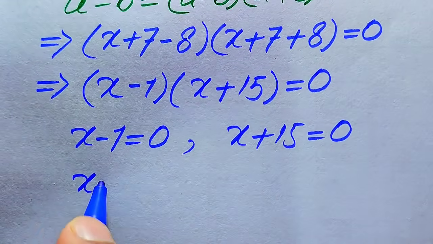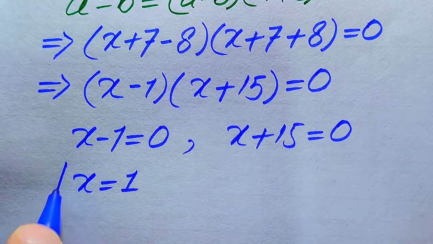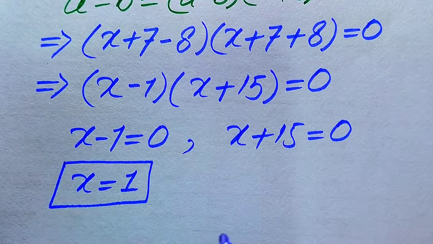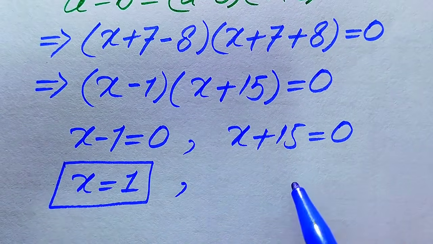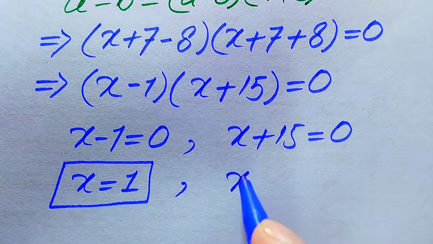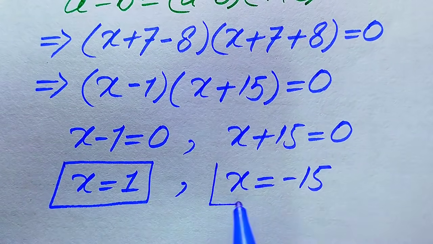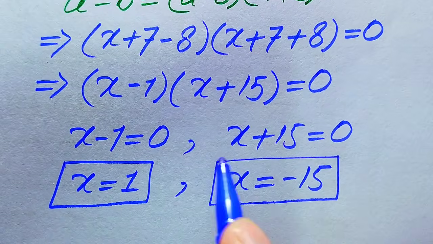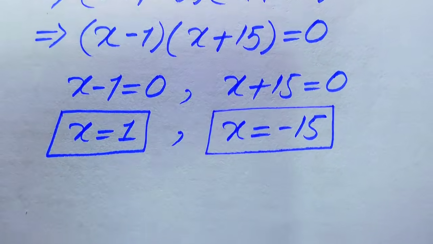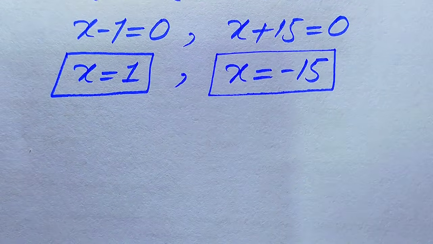From here we easily get the value of x equals plus 1. This is the first real root of the given equation, and from here we move this plus 15 to the right hand side, and it will become minus 15, and this is the second real root of the given equation. So from the first method, we get these two roots of the given equation.